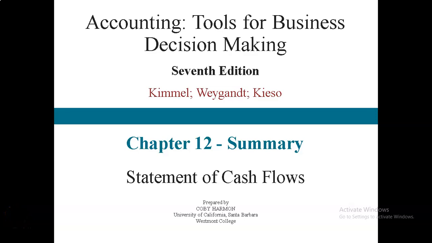In Chapter 12, we'll be talking about the statement of cash flow. In financial accounting, there are four basic financial statements: the income statement, the balance sheet, statement of retained earnings, also known as the statement of stockholders' equity, and the cash flow statement. In Chapter 12, we'll be talking about why the cash flow statement is important, and then we'll be talking about the fact that you can produce the cash flow statement using either the indirect method or the direct method.